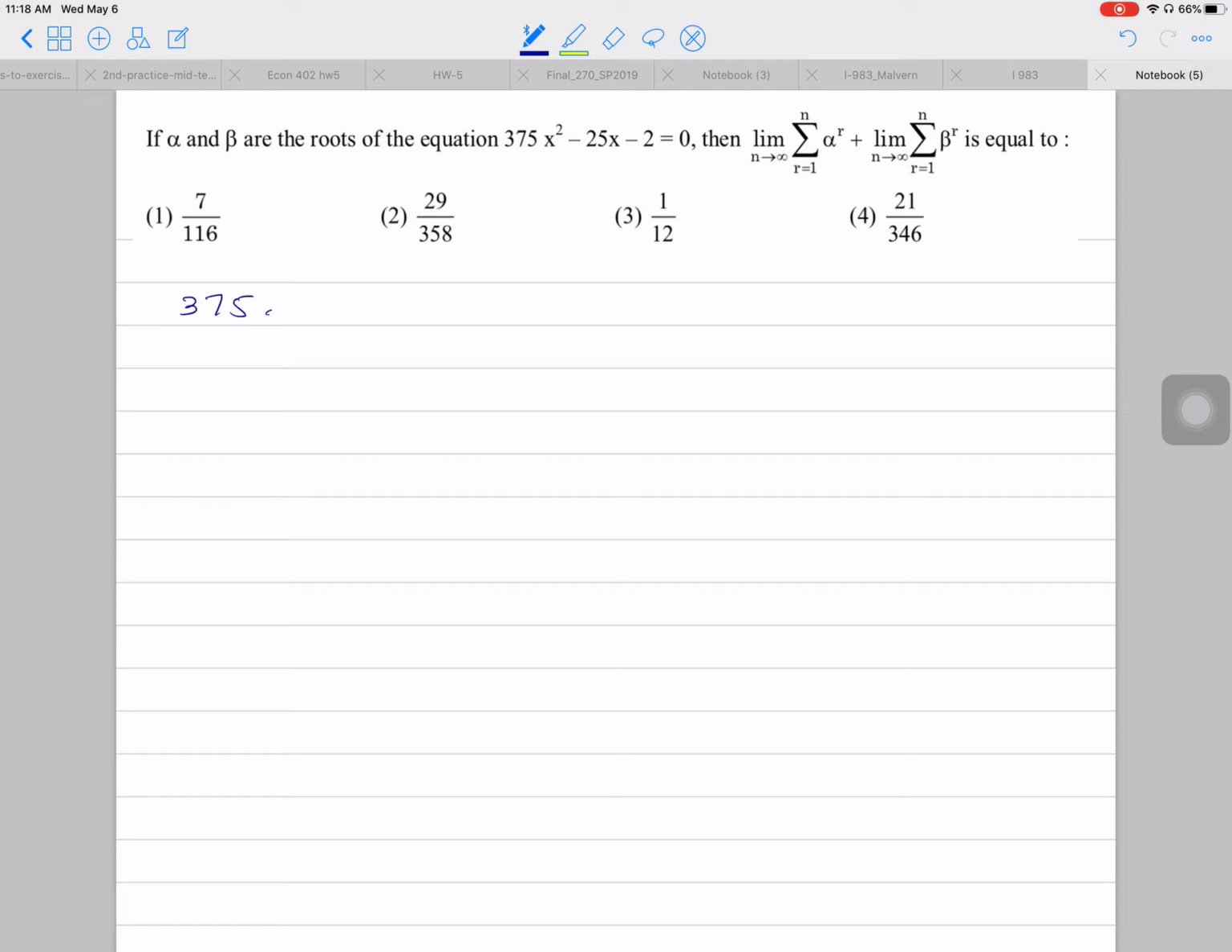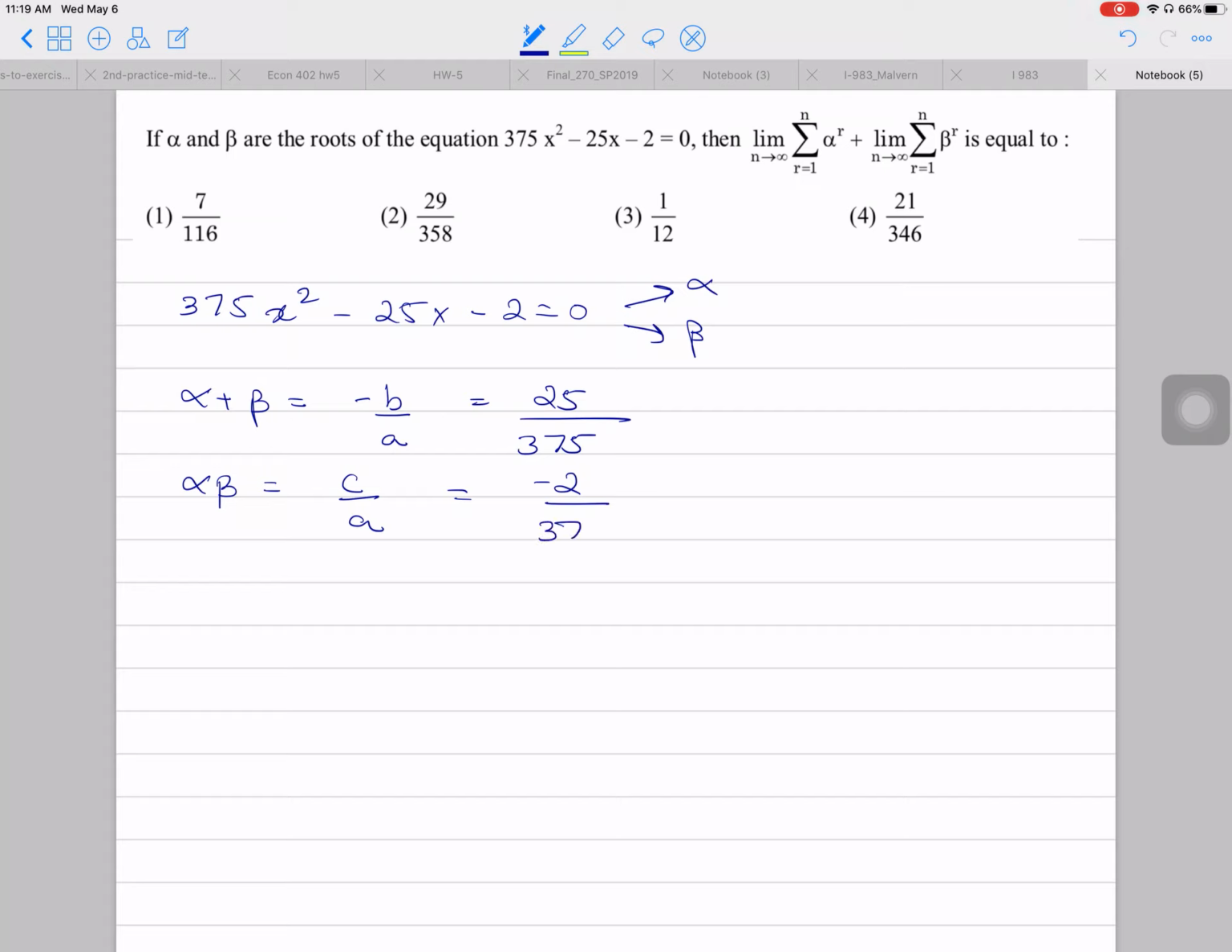So let's extract some information from the given quadratic equation. We are given this equation and we know that the two roots are alpha and beta. From our quadratic equations, we remember that the sum of the roots of a quadratic equation is minus b over a, which is 25 over 375 in our question. And the product of the roots is c over a, which is minus 2 over 375.